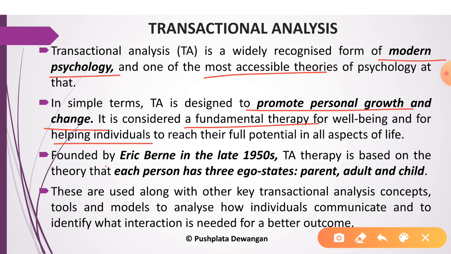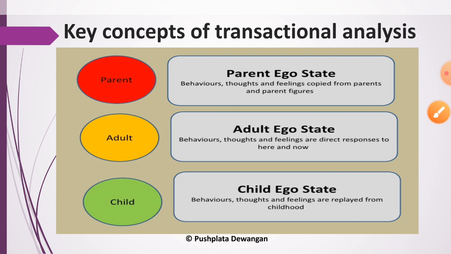It was founded by Eric Berne in the late 1950s, and this theory is based on the idea that each person has three ego states: parent ego state, adult ego state, and child ego state. They are used along with other key transactional analysis concepts, tools, and methods to analyze how individuals communicate and identify what interaction is needed for a better outcome.